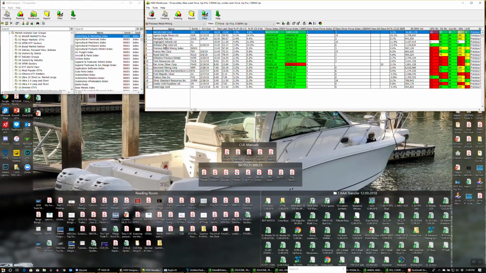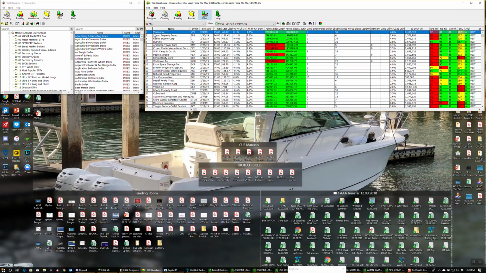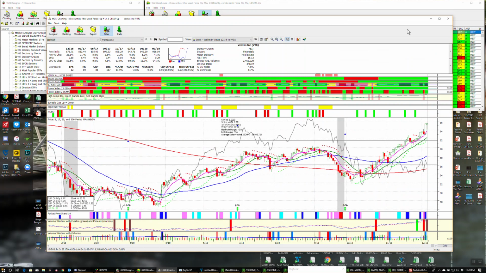Back to REITs, change index group. So I did see a lot to like here. Let's look at a couple of these and see. So these are defensive plays with interest rates falling. That's good for REITs and good for utilities.